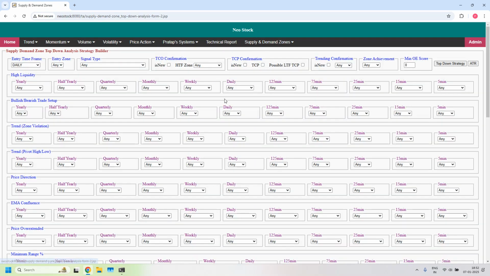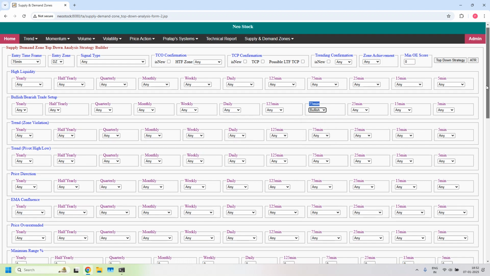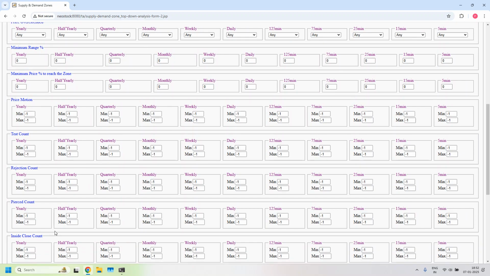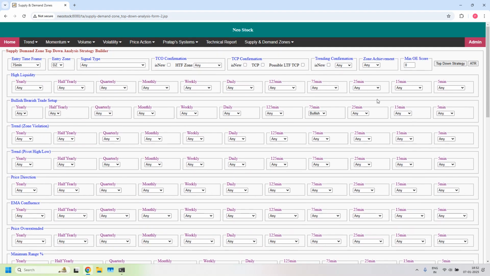Next, weekly income trade, bullish trade setup, entry time frame 75 minutes, entry zone, demand zone. Bullish or bearish trade setup at 75 minutes time frame, I am selecting bullish. The 75 minutes demand zone should not be pierced. So in the pierced count at 75 minutes time frame, I am setting minimum value 0. Maximum value 0.